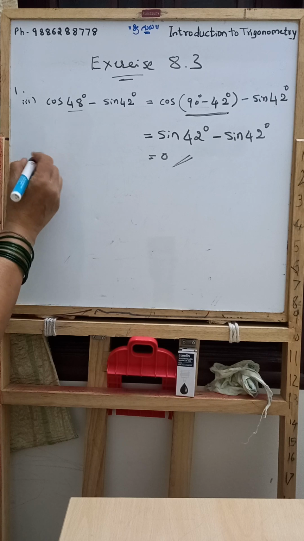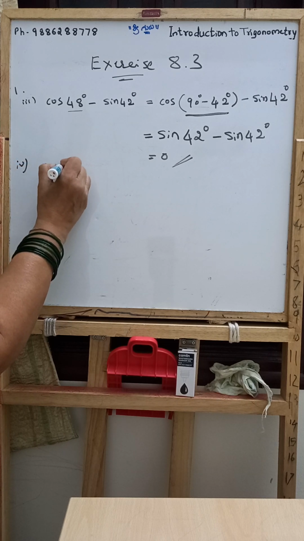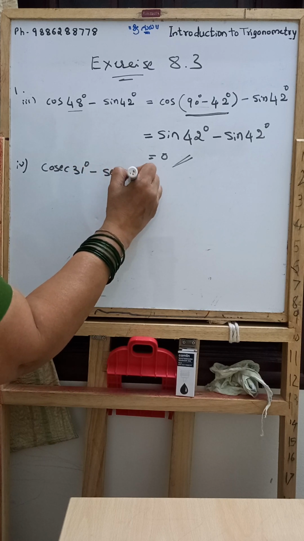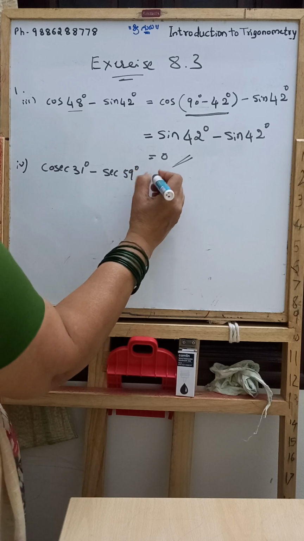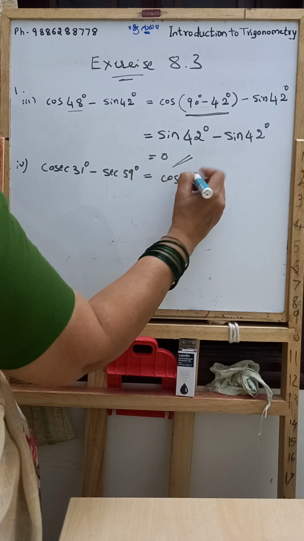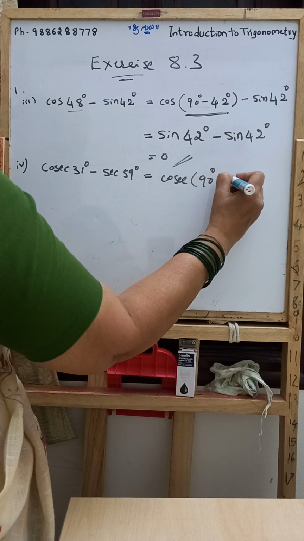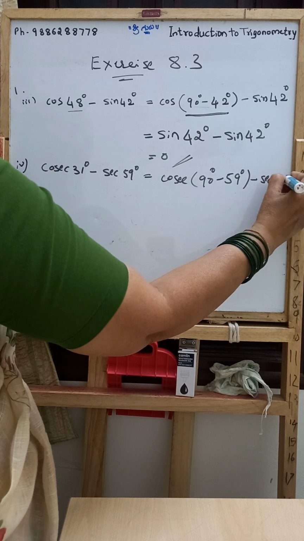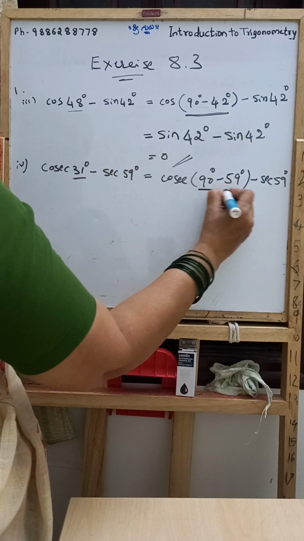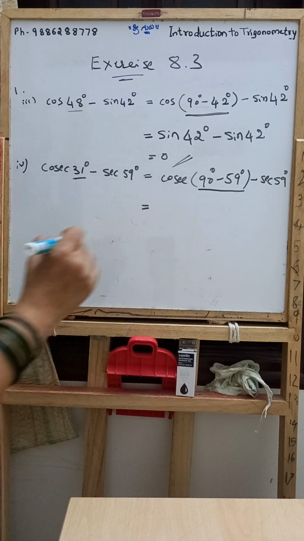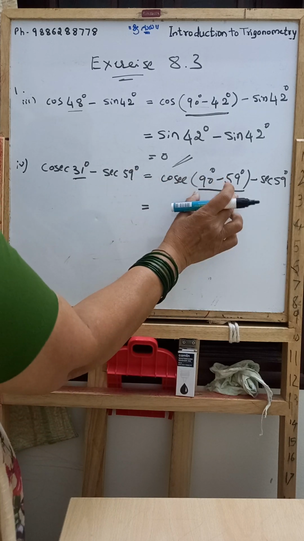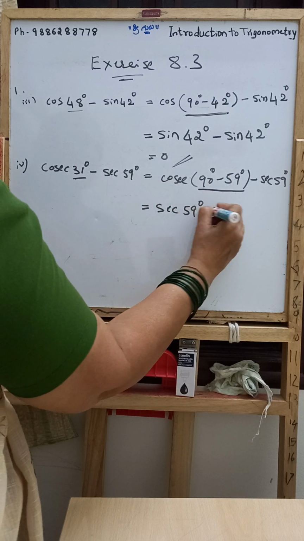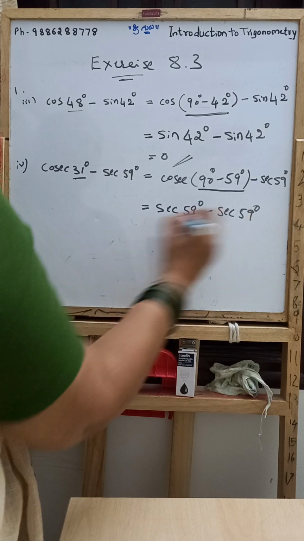Then the fourth one, cosec 31 degrees minus sec of 59 degrees is equal to cosec of 90 degrees minus 59 degrees minus sec of 59 degrees. Here 31 degrees is equal to 90 degrees minus 59 degrees, and cosec of 90 degrees minus 59 degrees is sec of 59 degrees. Sec of 59 degrees minus sec of 59 degrees. This is equal to 0.